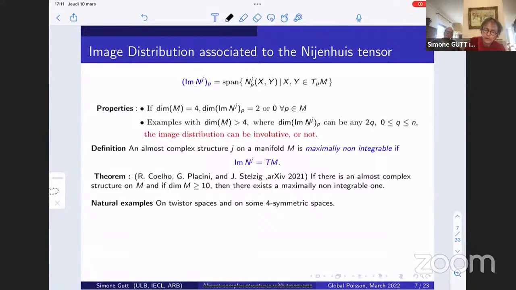Of course, if your manifold is of dimension 4, at any point you can take a basis of the vector space consisting of X, its image under J, Y, and its image under J. And because of the properties of the Nijenhuis tensor, the image will always be generated by NJ of X, Y and its image under J. So the dimension is at most 2 at each point. You see that the image is stable by J, so at all points it's of even dimension, and you can find examples of manifolds, even symplectic manifolds, with left invariant structures on Lie groups, where this image distribution can be of any even dimension and can be involutive or not.